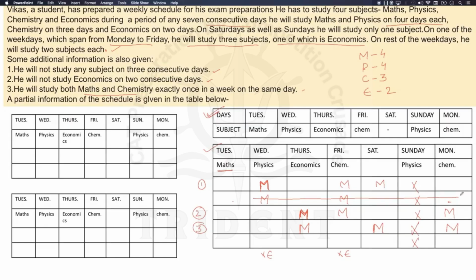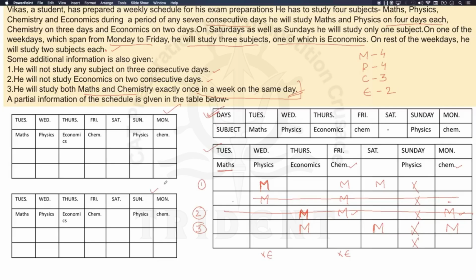Why? If you observe, in the second combination we have chemistry and maths together, and very clearly in the third point it's written that he'll study maths and chemistry exactly once in a week. So this second possibility is also removed. So we have just two possibilities for arranging maths in 6 days, that is Wednesday, Friday and Saturday, and Thursday, Saturday and Monday. So I've drawn these two tables accordingly.